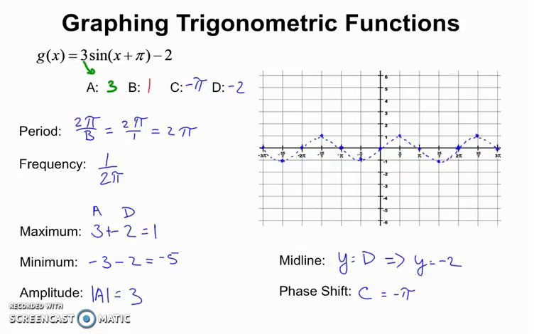And then we need to apply all the values that we talked about. First thing I'm going to do is start with the midline. That's a horizontal line here at y equals negative 2. Okay, and that's going to be my baseline for my new graph. Now we have a phase shift here of negative pi, and we have an adjustment on the vertical of negative 2. So I'm going to move all the zeros next.